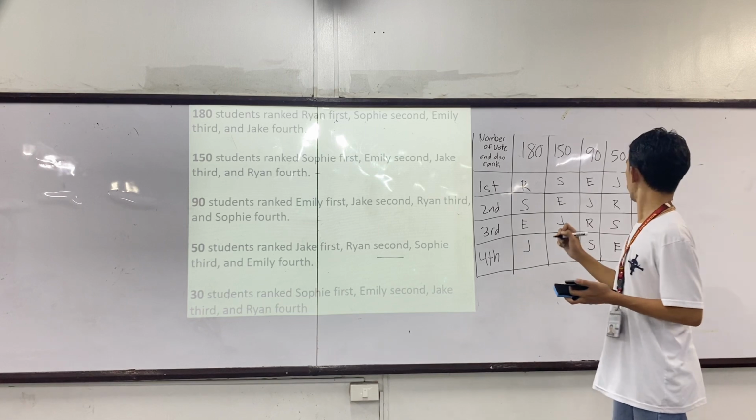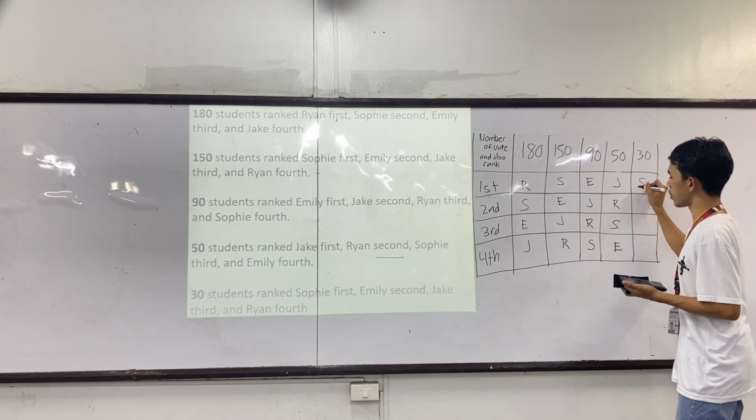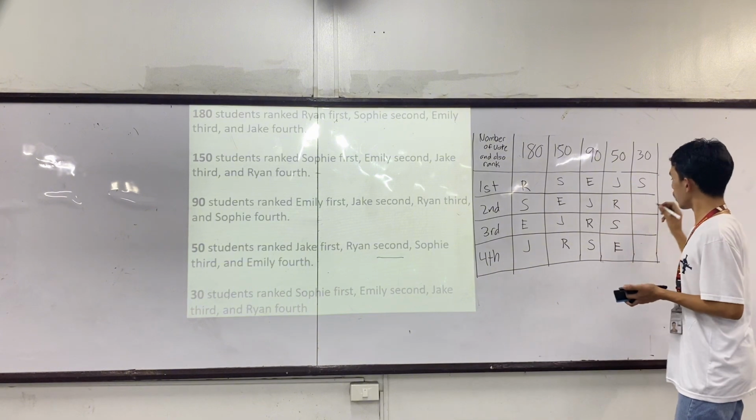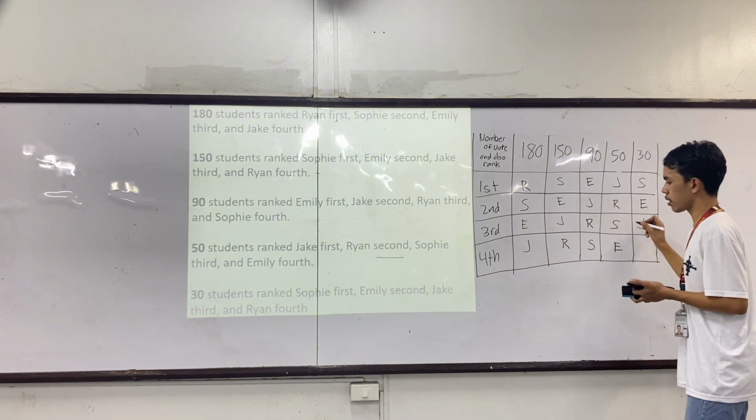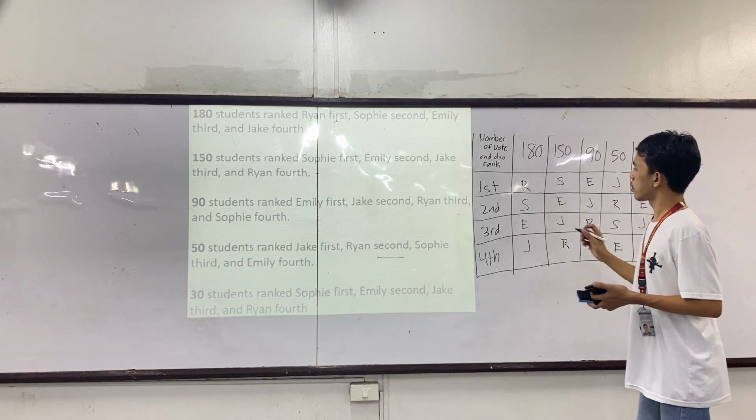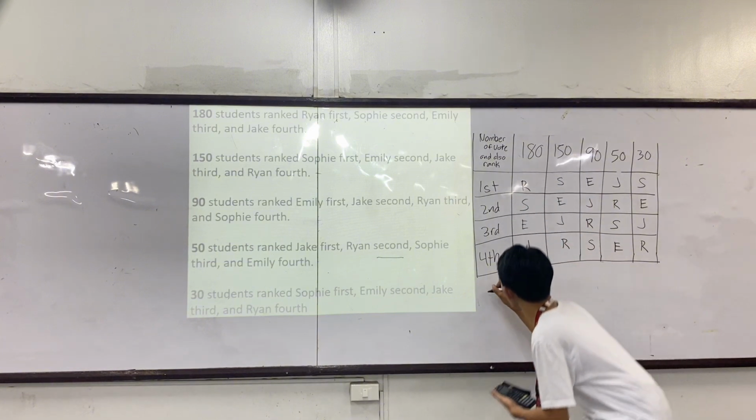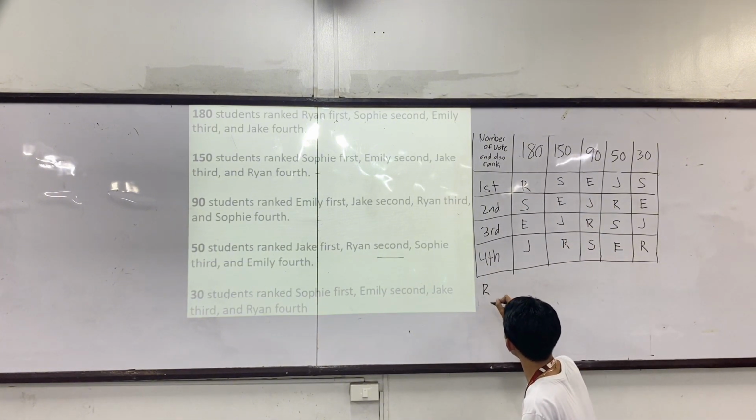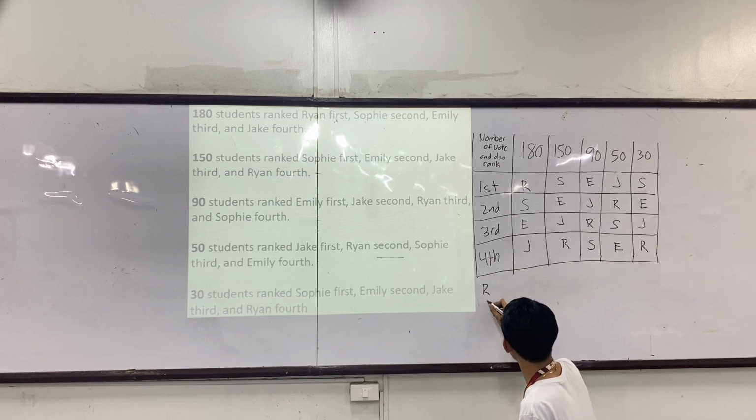For the third student, votes for Sophie first, Emily, followed by Jake, and last, Ryan. So in the first choice, we need to total it. So Ryan's first, followed by Sophie, Emily, and Jake.